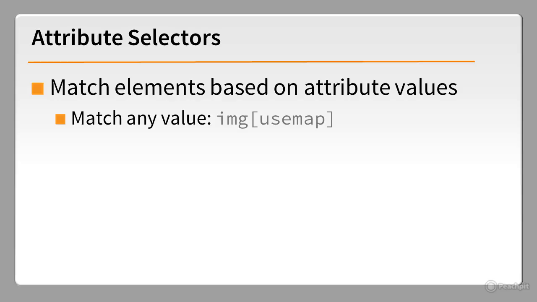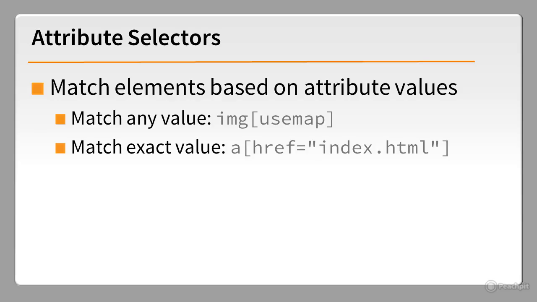An attribute selector consists of the attribute name wrapped in a pair of square brackets. It's usually preceded by a type selector without any space before the opening bracket. When the attribute name is used on its own, it matches any value. So this example matches all image elements that have a useMap attribute. The value of the attribute is unimportant. To match an exact value, add an equals sign followed by the value. This matches a link that has index.html as the value of its href attribute. The match must be exact.